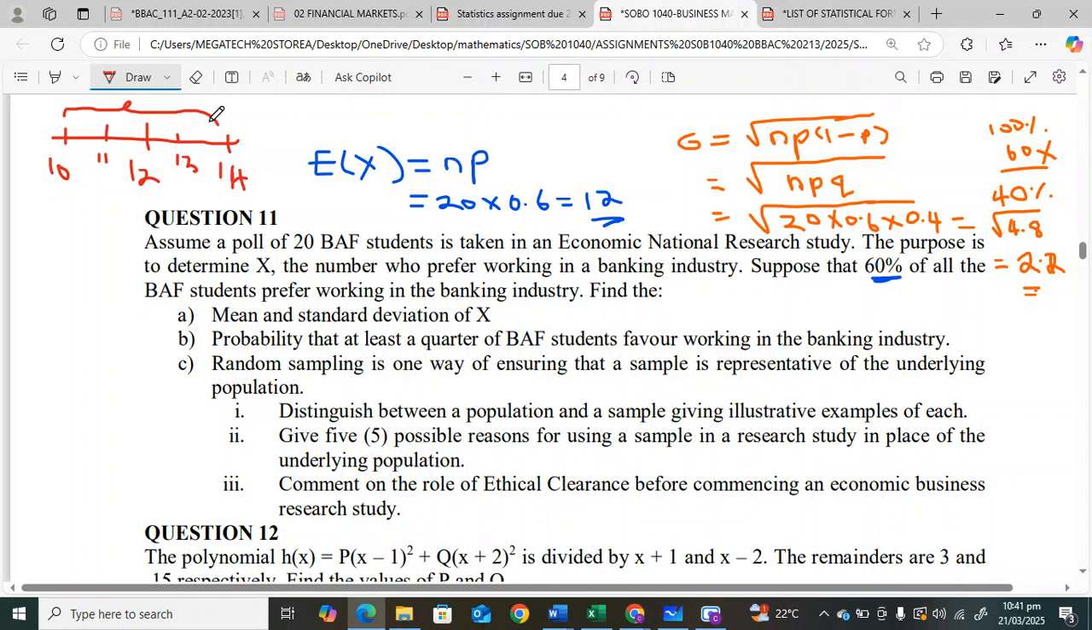Any questions? Yes, whatever percentages you are given, convert them all to decimals.